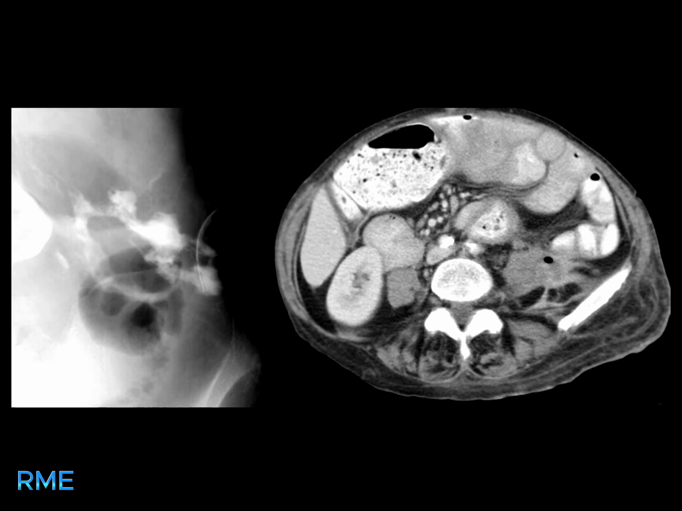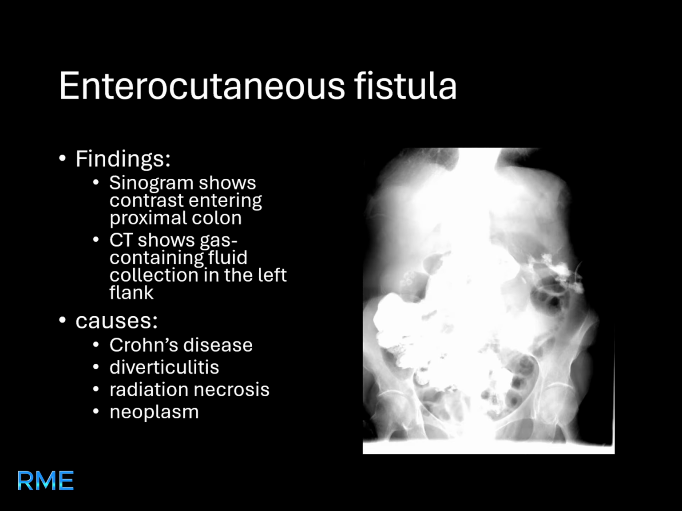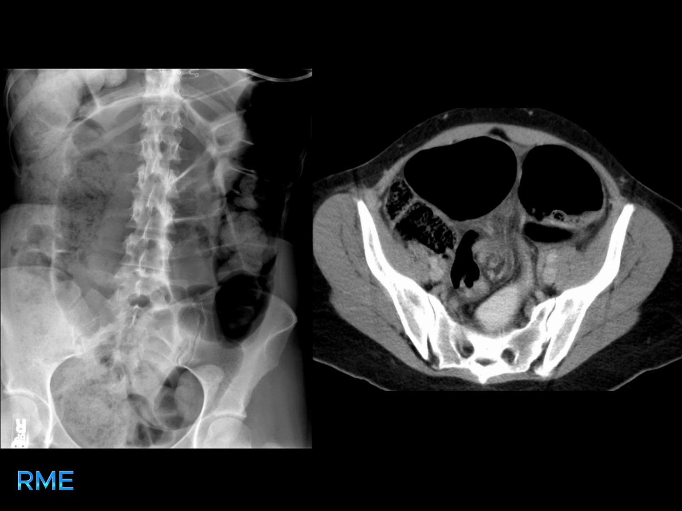What do you see in this image? Here I see contrast entering the proximal colon on a sinogram and a gas-containing fluid collection in the left flank on a CT scan. These findings are indicative of an enterocutaneous fistula. The abnormal connection between the bowel and skin is clearly visible. Causes include Crohn's disease, diverticulitis, radiation necrosis, and neoplasm. To further evaluate, a contrast-enhanced CT can help map the fistula tract. Management involves treating the underlying condition and surgical repair of the fistula. Let's move to the next case.